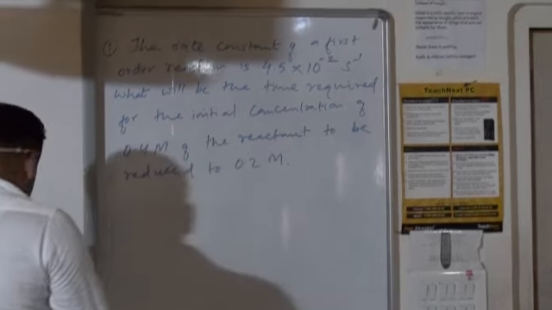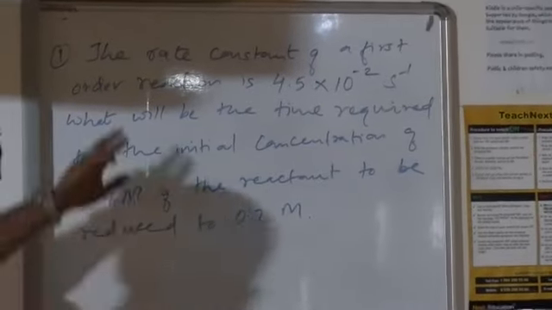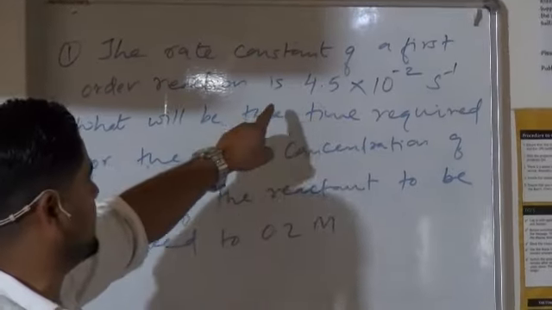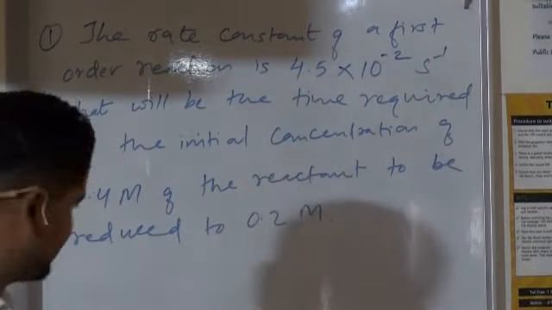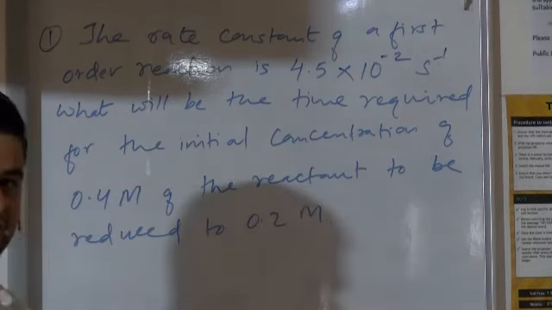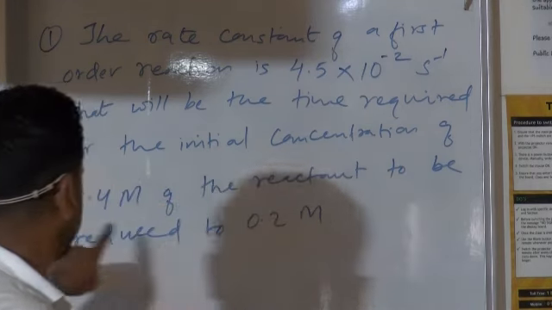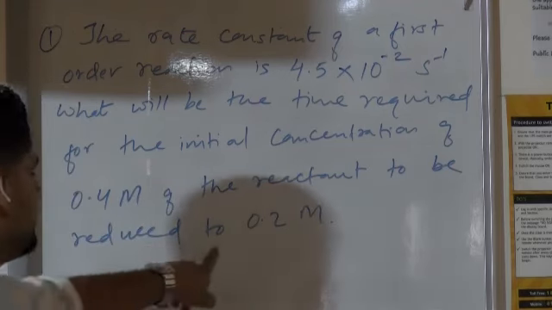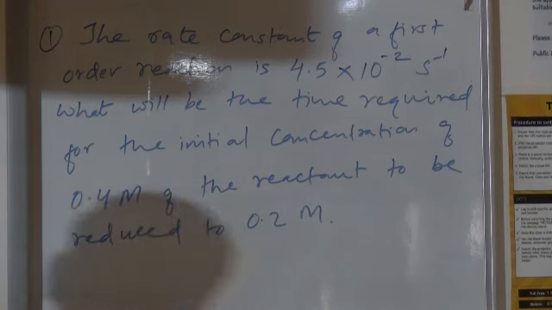First, try to understand the question. If you understand the question, then only you can do the numerical. The rate constant of a first order reaction is 4.5 into 10 to the power minus 2 per second. You have to find the time, that is T, for the initial concentration of 0.4 molar of the reactant to be reduced to 0.2 molar. Okay, first let us make the data clear.